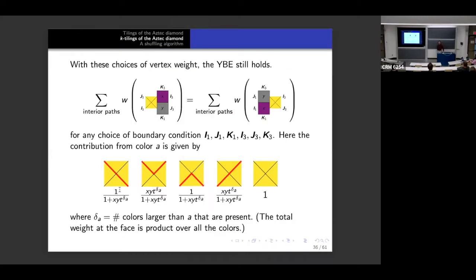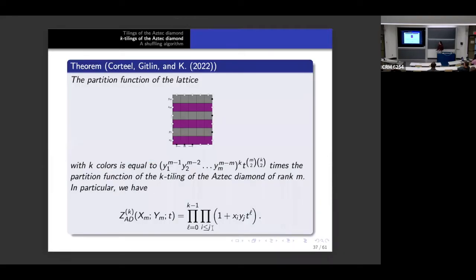Okay, and these weights or these vertices satisfy the Yang-Baxter equation. In this case, it's the same kind of deal. For the color A in our cross, the weights look exactly the same, except every time you see a Y here, it's now also a Y times a power of T, and the power depends on the other colors present. Then, using the exact same proof as before, where we put all the gray rows on the bottom and all the purple rows on the top and use the Yang-Baxter equation to swap them a bunch, you can prove that the partition function for our Aztec diamond has this nice product form.